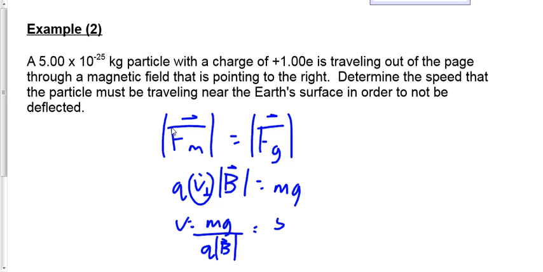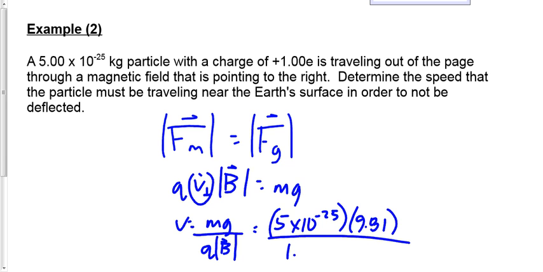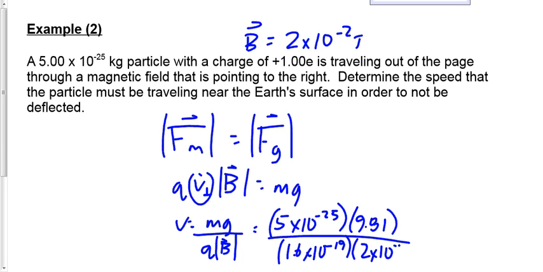My mass is 5 times 10 to the negative 25. G is 9.81. Over 1.6 times 10 to the minus 19 times, what's B? What was B? Oh, you're not given the field strength. We should have been given the field strength. Let's just say the field strength is 2 times 10 to the negative 2 Tesla. All right, so we multiply 2 times 10 to the negative 2. We calculate that, and we get a number.